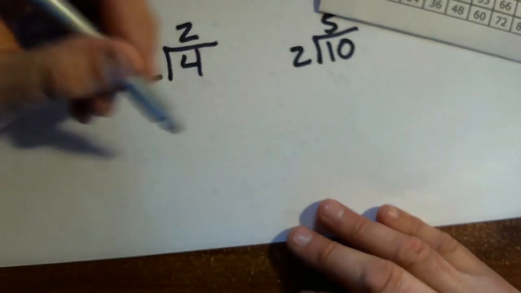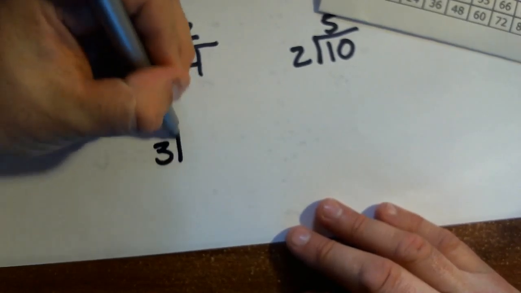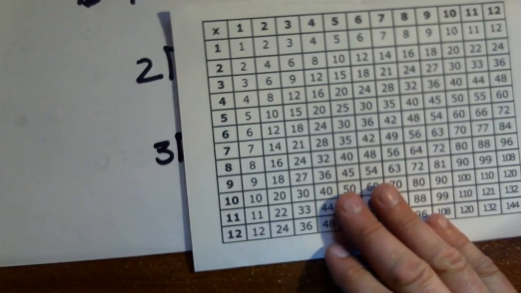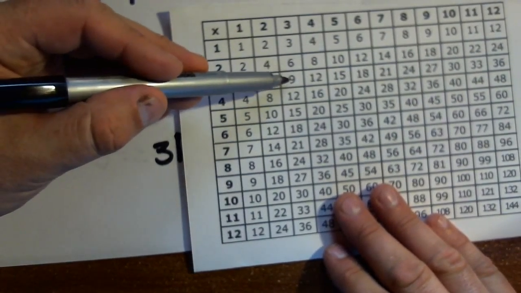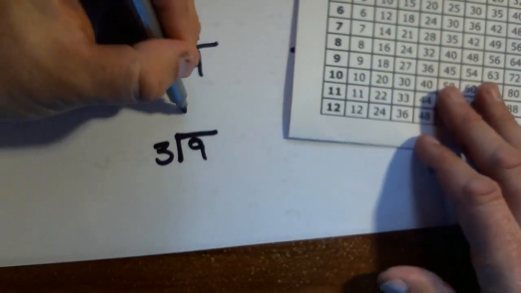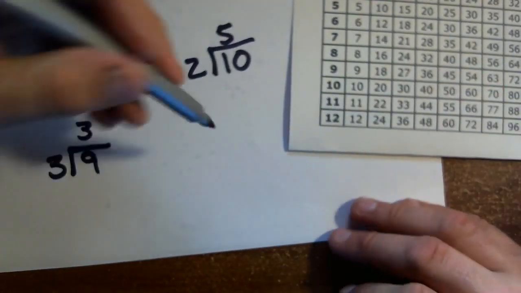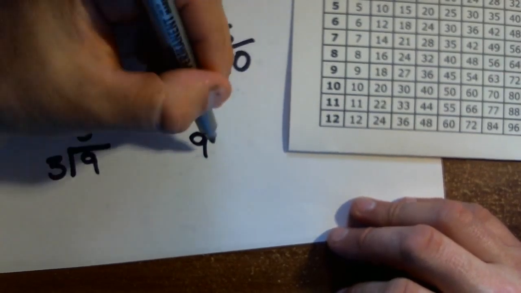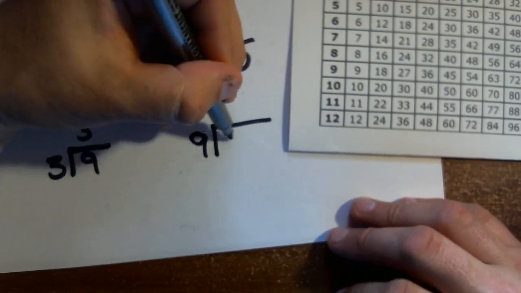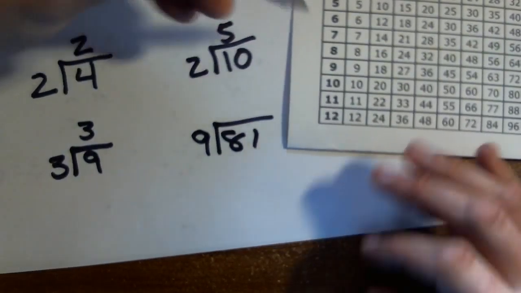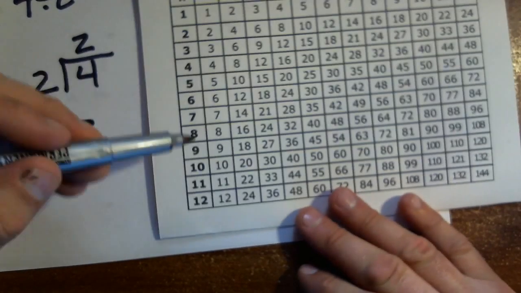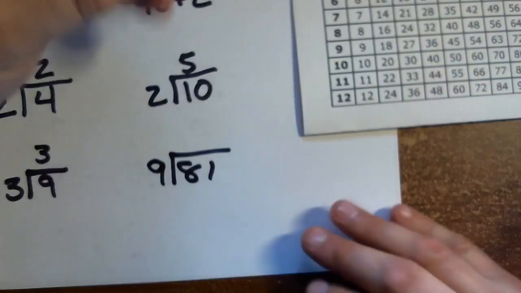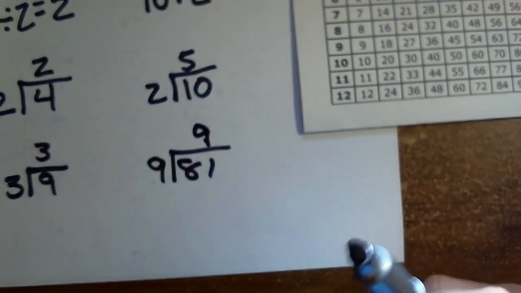So let's see. Let's try this. 3 goes into 9 how many times? Well, let me see. I found my 3. There's 9. So it's 3. What about, let's try 9 goes into, let's see, 81 how many times? Big numbers, but let's not worry. Found the 9. There's 81. There's 9. 9 goes into 81 9 times.